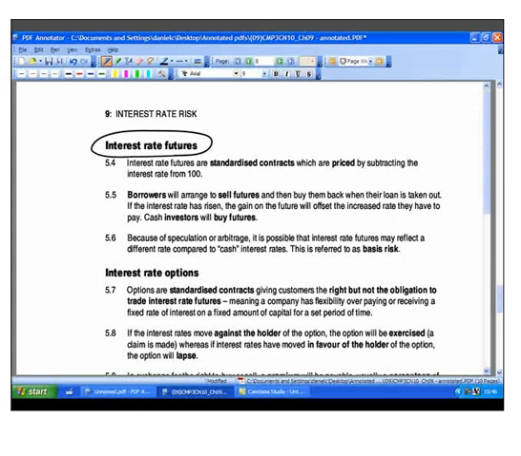Let's say I'm a borrower, and I'm borrowing money at 6%. Current interest rate is 6%. But I'm worried that interest rates are going to go up. What I'm going to do in that case is I'm going to sell interest rate futures.